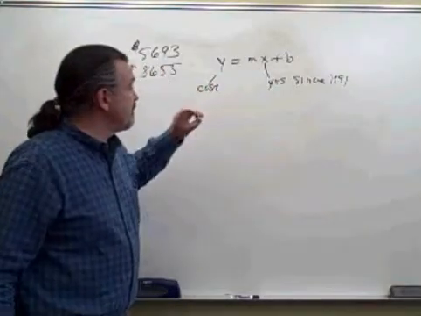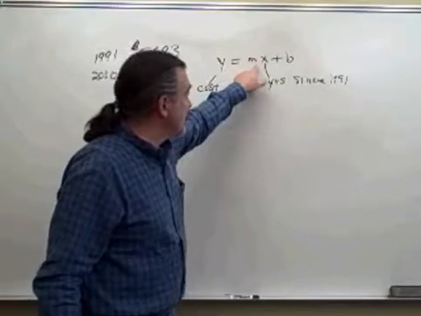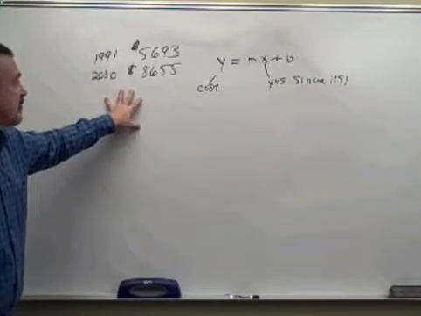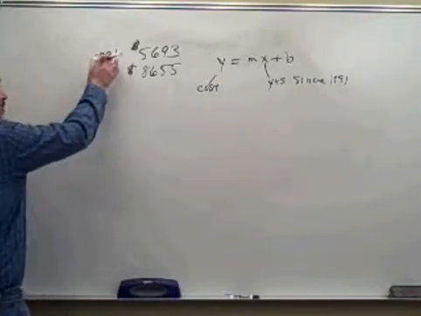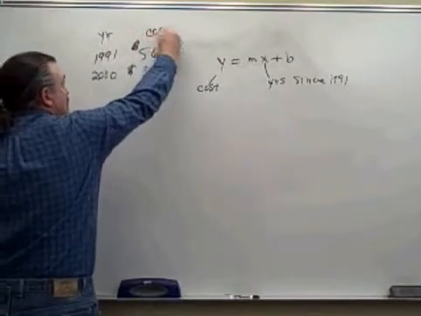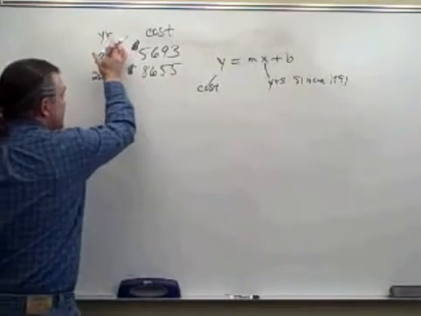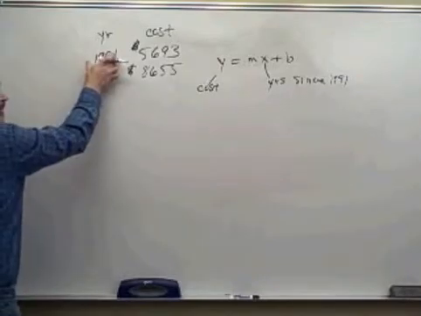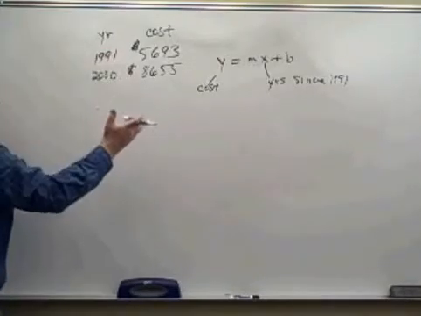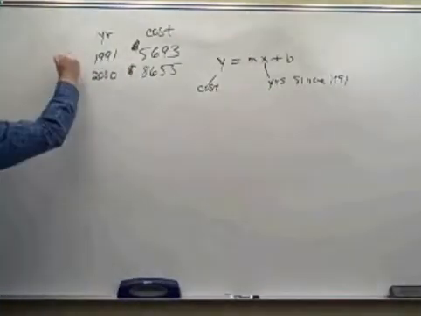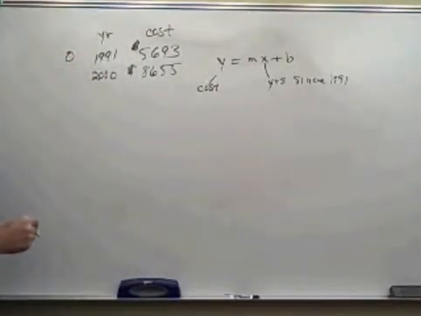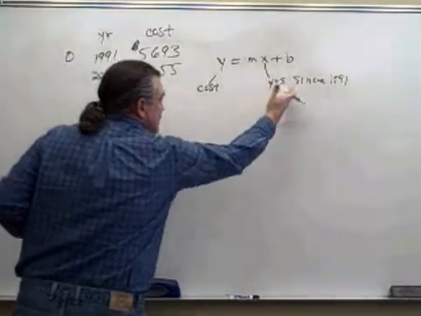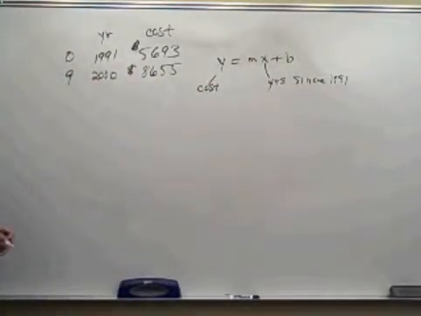Well, if I'm going to create a function like this, then I have to figure out what is my slope, what is my y-intercept. Well, what have I been given? I've been given a year and I've been given a cost. Well, I don't want years, I want years since 1991. If they gave me 1991, how many years is that since 1991? Well, that's 0 years since 1991, isn't it? And if they gave me 2000 and the cost in 2000, that's 9 years since 1991.